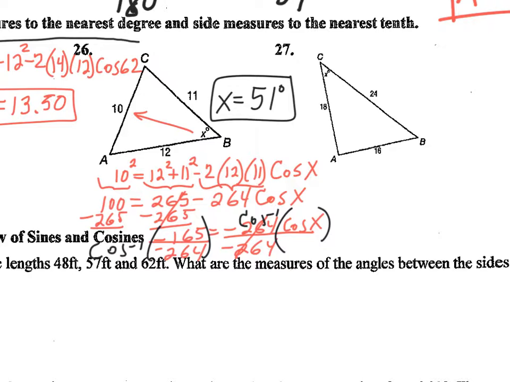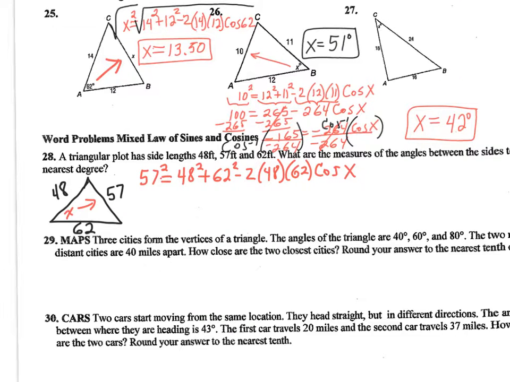And now number 27 is the same as number 26. X is 42. So for number 27, the measurement of the angle is 42. Now number 28, here you have to use the law of cosines because the sides are given. We're looking for one of the angles. I'm just finding x across from 57. So this is the same thing as problem number 26. So the angle x is 51 degrees when you find the x.